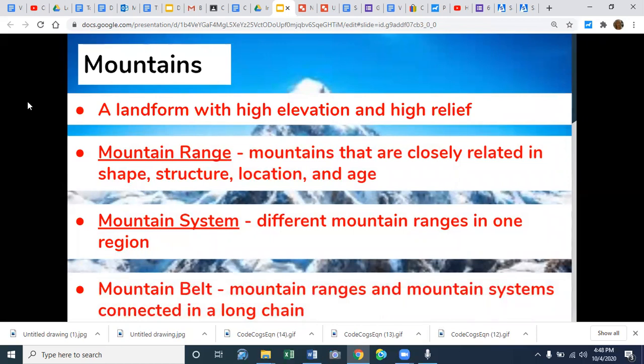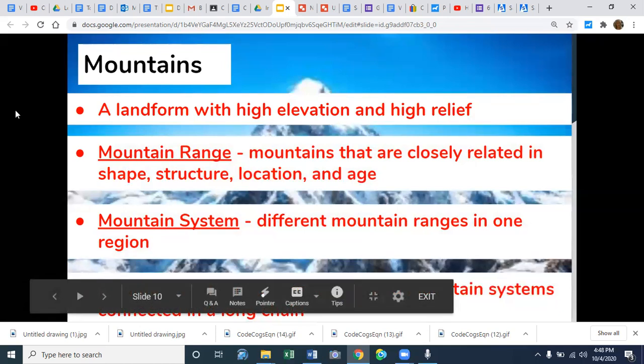Mountain ranges and mountain systems connect in a long chain. So it goes from little teeny mountain all the way up to huge groupings of mountains.